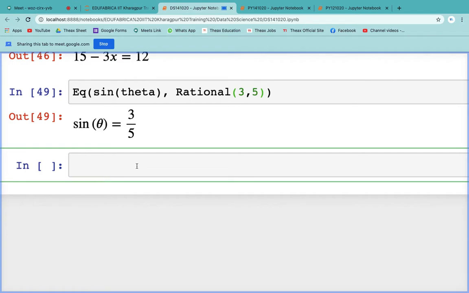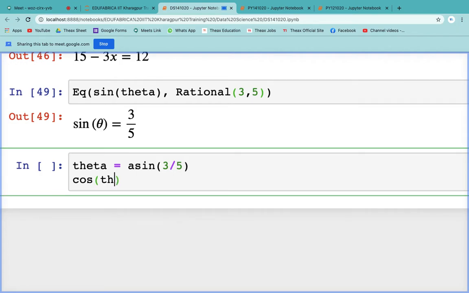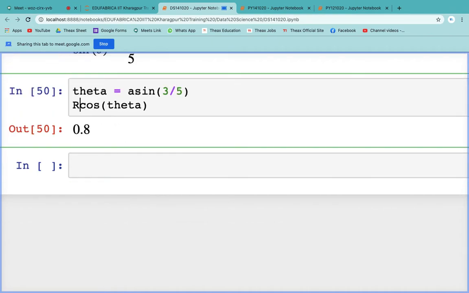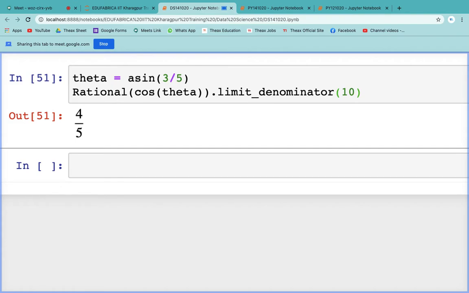See, the very easiest thing, I think you're not getting into that. Do you know something about sine inverse? If I say my theta is going to be a sine inverse of 3 by 5, then what is going to be the value of cos theta? It's something like 0.8. So if it is 0.8, then the rational of this, limit the denominator by 10. Oh, sorry, it's 4 by 5. Clear? If you get the theta result, then you get the cos theta result, limit the denominator, because you'll get the binary again. So you write the things, you'll get the results.